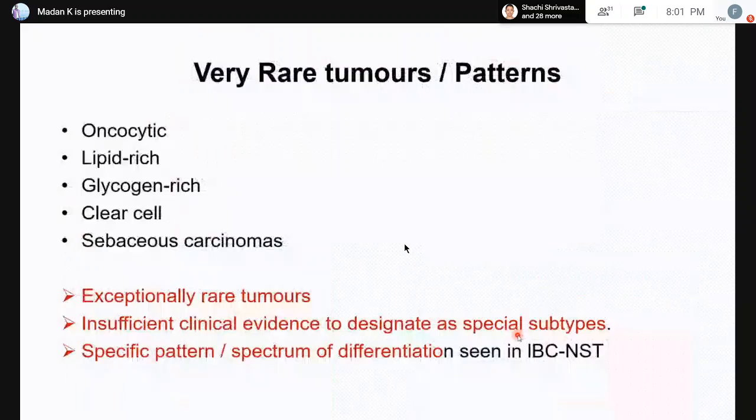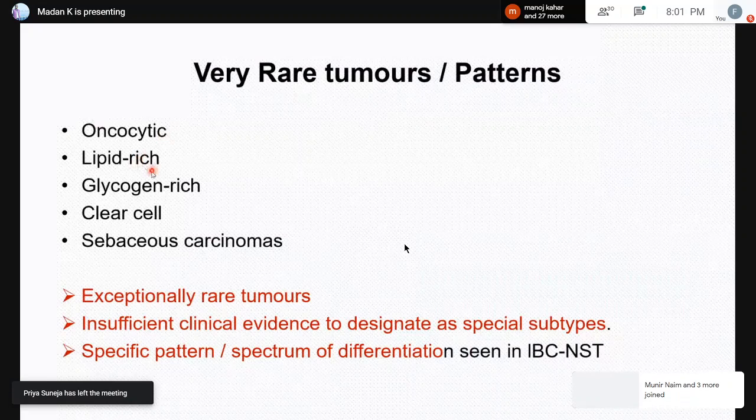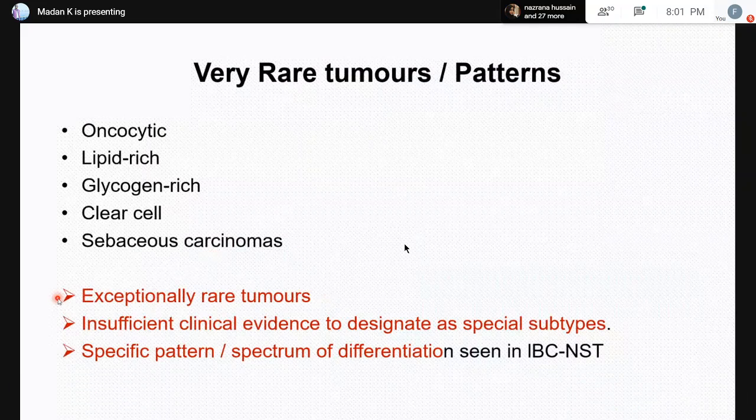And going ahead with exceptionally rare tumors, which are still considered as a spectrum of differentiation in invasive breast carcinoma (NST). They are oncocytic, lipid-rich, glycogen-rich, clear cell, and sebaceous carcinomas. As I mentioned, these are exceptionally rare, and there is insufficient clinical data or evidence to designate them as a special subtype. So these are still considered as patterns, a vast spectrum of differentiation in an otherwise invasive breast carcinoma (NST).